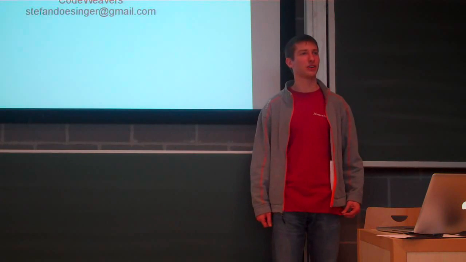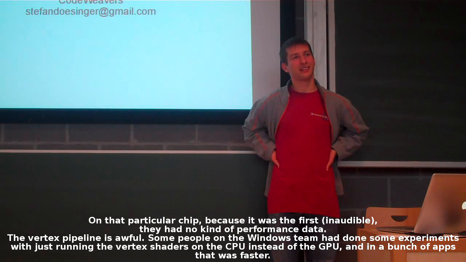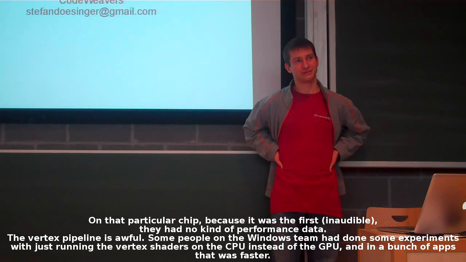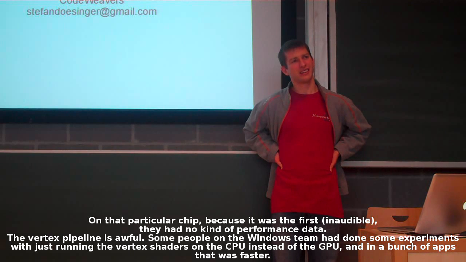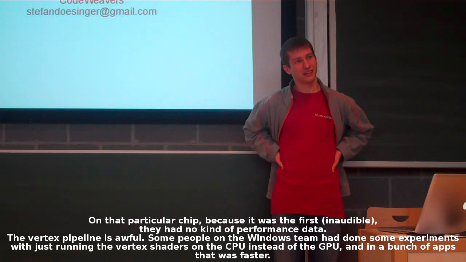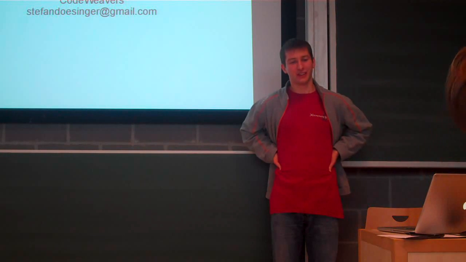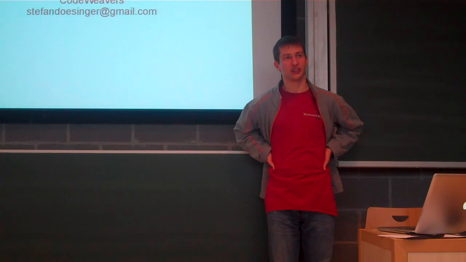It's difficult. On that particular chip, because it was the first completely new design, they had no kind of performance data or anything about it. The vertex pipeline was awful, and some people in the Windows team had done some experiments with just running the vertex shaders on the CPU instead of on the GPU, and in a bunch of apps, that was faster. So I think it's the first Intel GPU that had hardware vertex processing. Yep.